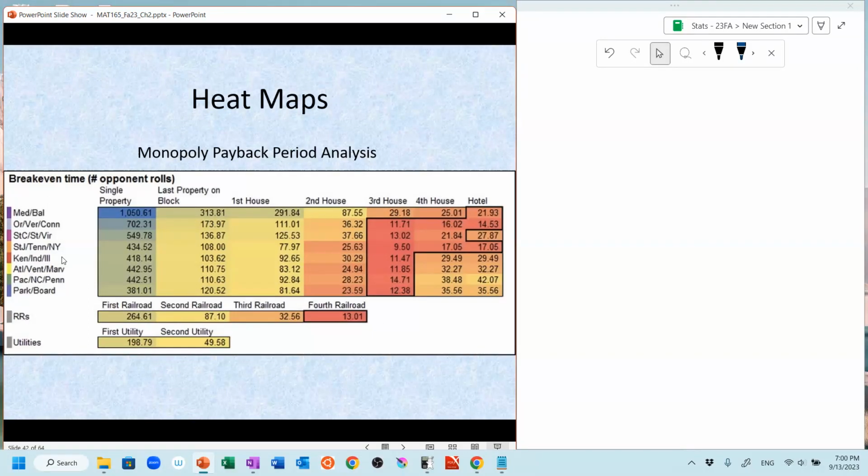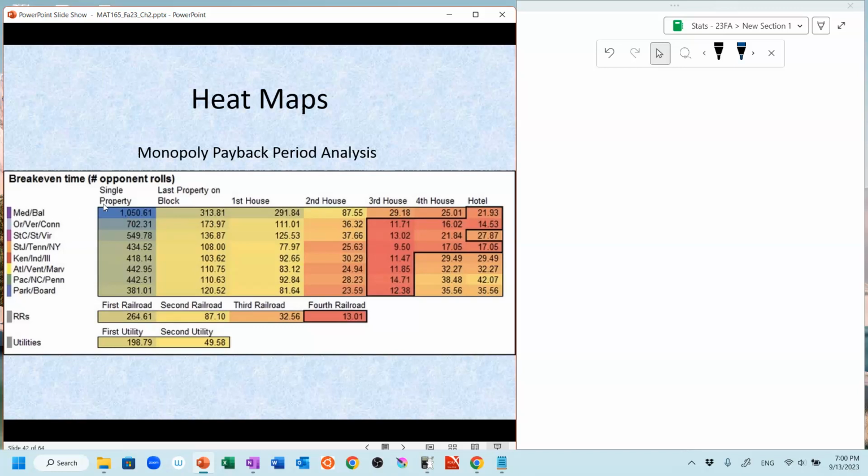Here's an example of a heat map analyzing Monopoly. So using payback periods, so number of opponent rolls that it will take you to, on average, recoup your investment in a property or house or hotel or whatever. So we see that a higher number of opponent rolls is a worse investment, right? It takes a longer amount of time for me to pay off that property.